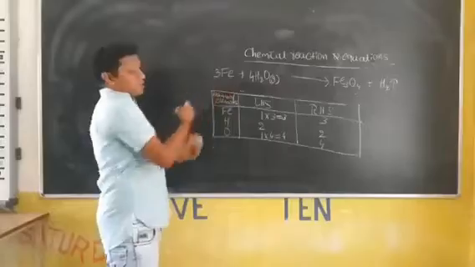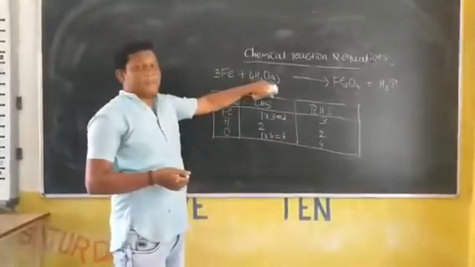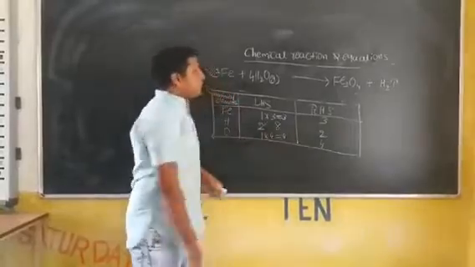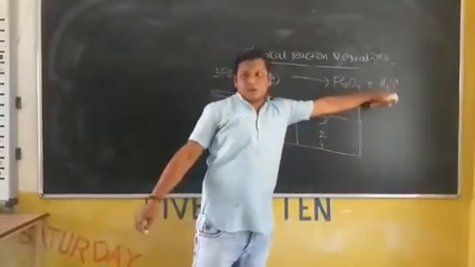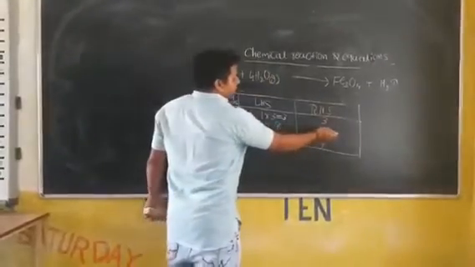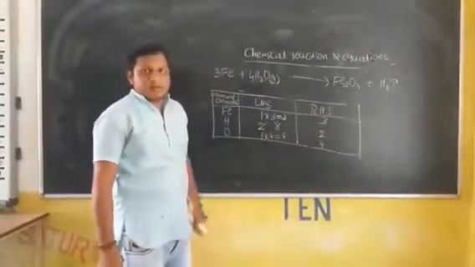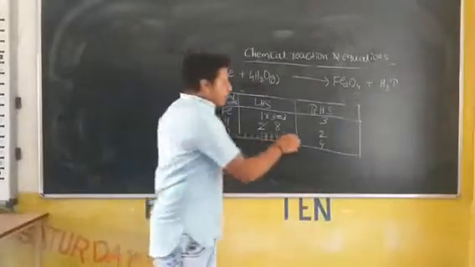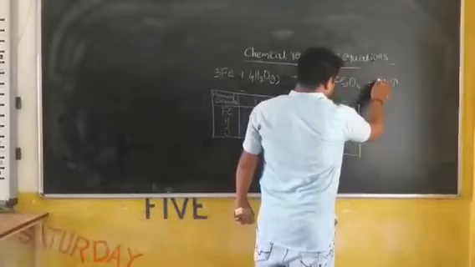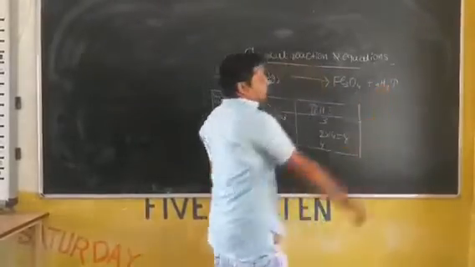But what about hydrogen now? 4 2s are 8. It becomes 8. But what about here? It is 2. How do you balance? On the LHS side it is 8. On the RHS side it is 2. How do you balance? Multiply it by 4. 2 into 4 becomes 8. Now it is right, 4 here.